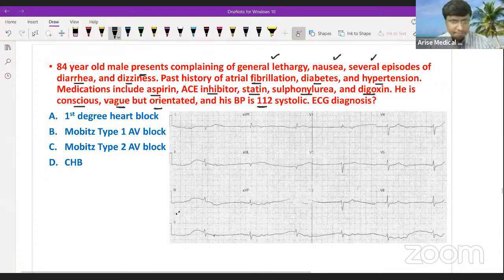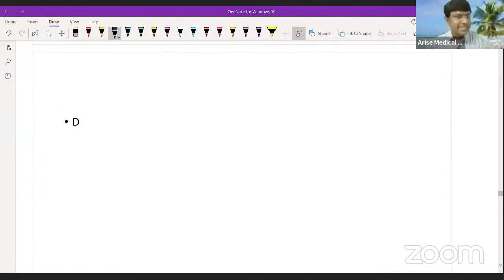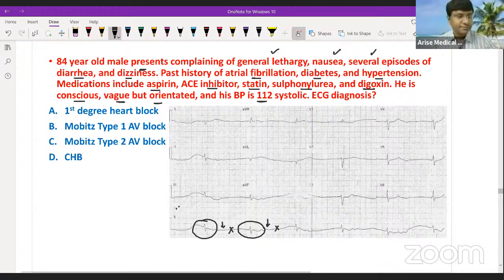You see, this is your PQRST complex. But here you have a P wave, but there is no QRS complex. Same thing in the next also. This is your PQRST complex. You have a P wave, but there is no QRS complex. You have a P wave and there is no QRS complex. What is this suggestive of?